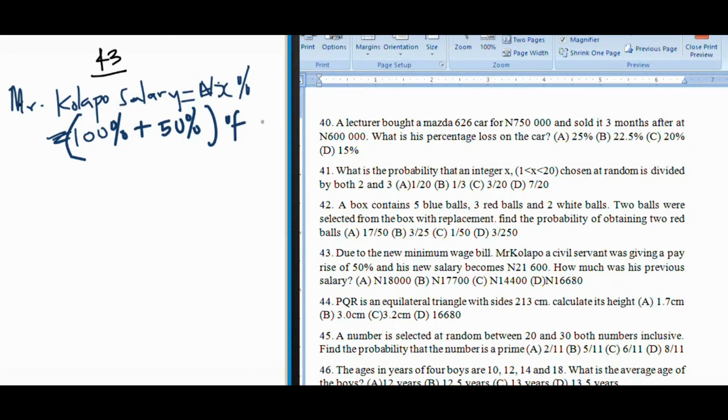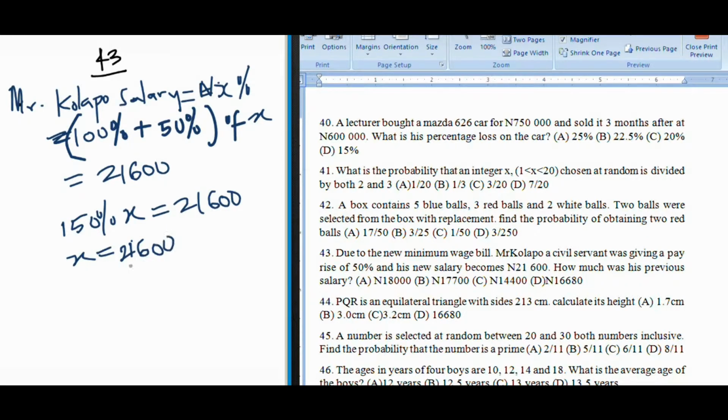21,600 naira. Now, 100 plus 50 is 150% times X, where of means multiplication, equals 21,600. 150% is the same thing as 150 over 100 times X equals 21,600, so 1.5 of X equals 21,600. Our X, which is the original amount of his salary, will be 21,600 divided by 1.5, which equals 14,400 naira. And that is option C there.